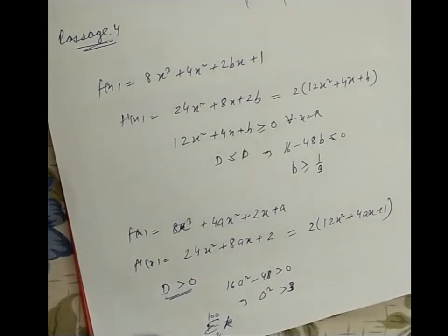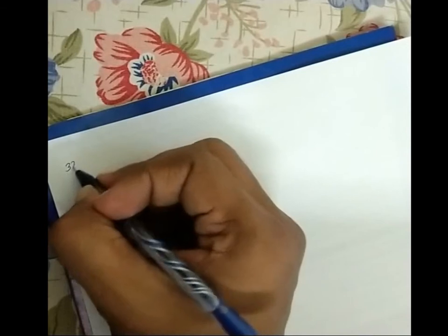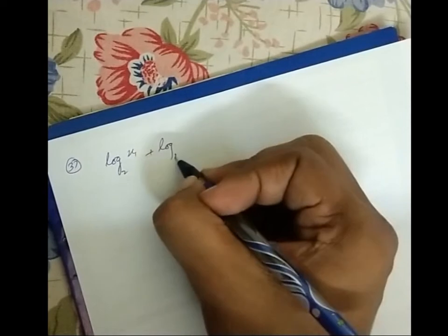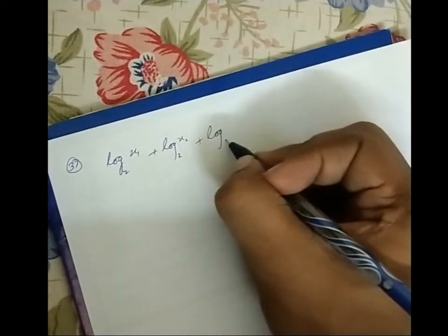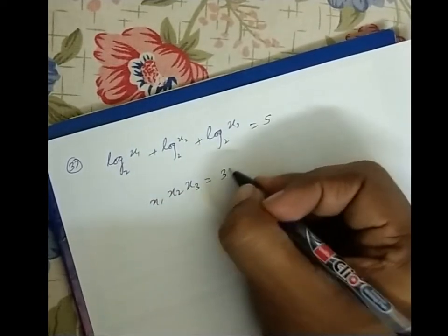Moving on to the last question of this passage, question number 37. If the sum of the base 2 logarithms of the roots of the cubic f(x) equal to 0 is 5, then the value of a is. So suppose x1, x2 and x3 are roots of f(x) equal to 0. Then we have given that log to the base 2 x1 plus log to the base 2 x2 plus log to the base 2 x3 is equal to 5. So x1 x2 x3 is equal to 2 power 5, which is 32.